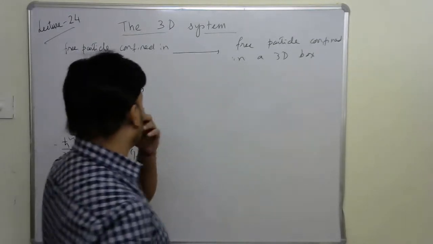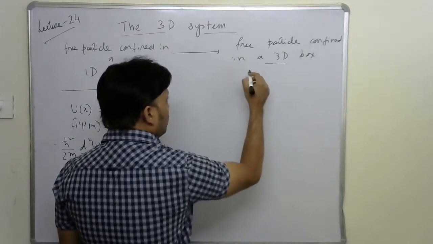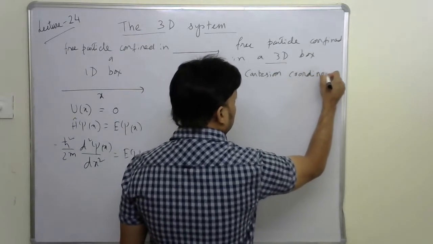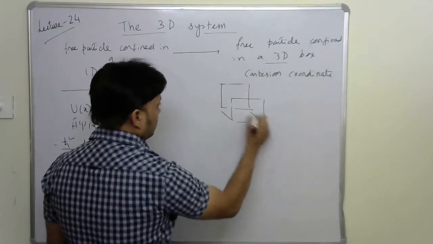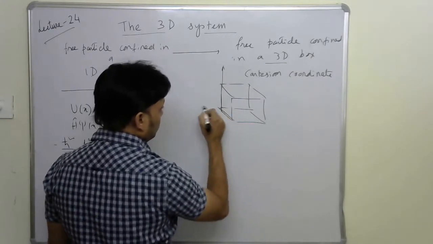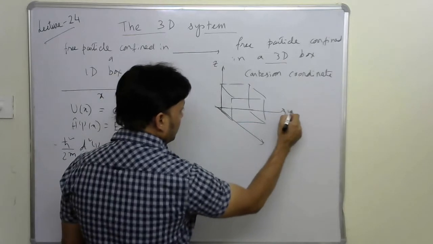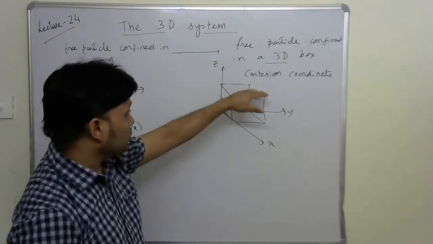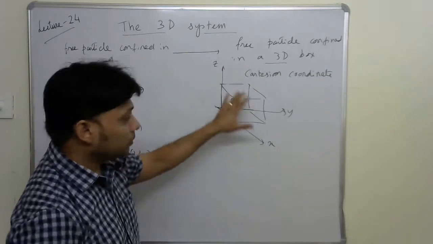So the same thing we are now going to extend to the 3-dimension box, and here we will of course be talking about the Cartesian coordinates. That means we can think about something like this, a box. Let's draw it like this. I can define this as my z-axis, this is my y, and this is x. So x, y, and z form the Cartesian coordinates, and my particle is supposed to be confined in a 3D box.